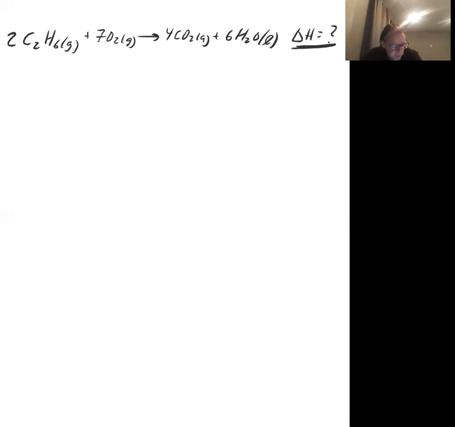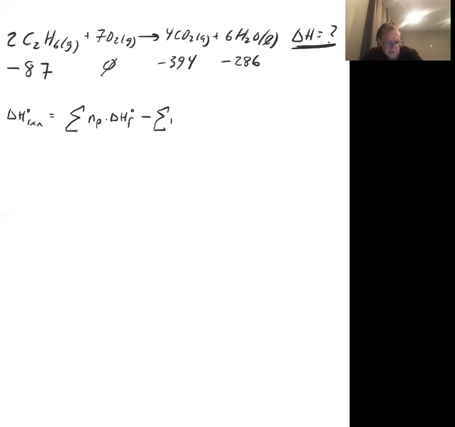Okay. So if you look them up in the data tab, what you'll find is that this is minus 87. This one's 0. So I'm looking them up. Minus 394, minus 286. So I've looked those values up. Now we're going to use that equation. Delta H of reaction is the sum of the number of moles of the product times delta H of formation of the product minus the number of moles of reactant times delta H of formation of the reactant.